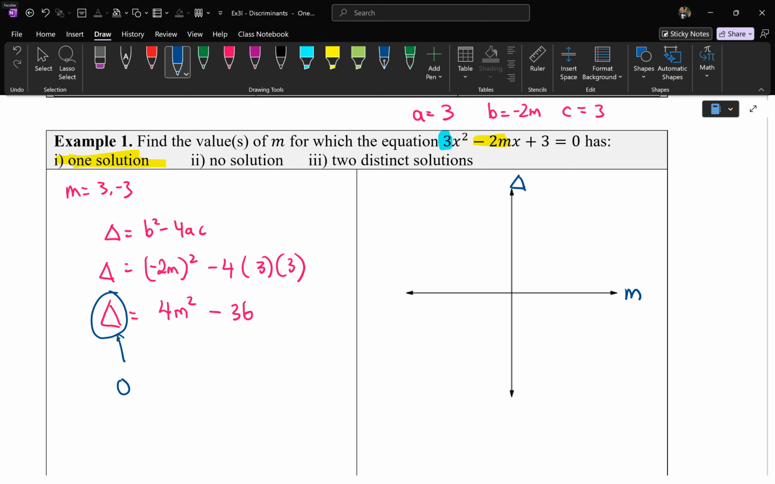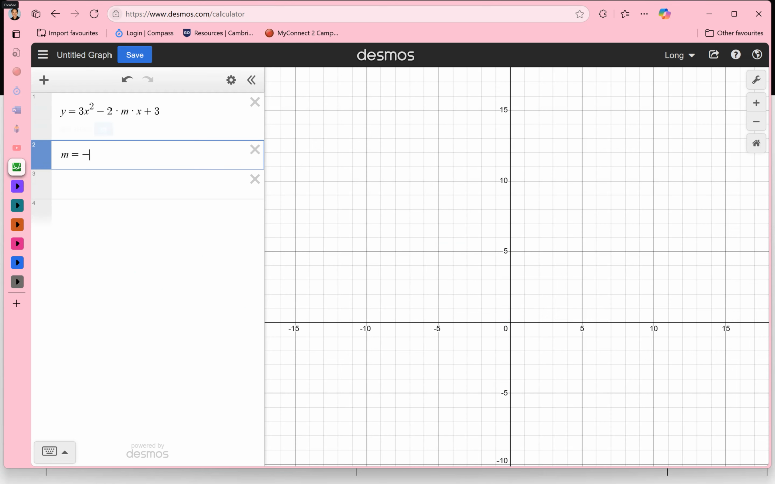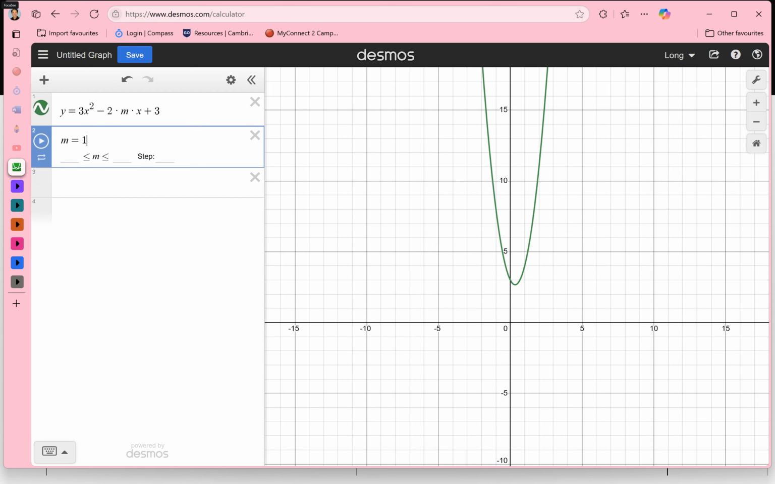Have a guess? If m was equal to 1, what will my discriminant be? Negative, positive, or 0 number? Negative, logically, because 4 times 1 squared, 4 take away 36, it's going to be negative. If it's negative, it tells me there should be no solutions. And this is why, in the graph, when I change it to m equals 1, it's true.